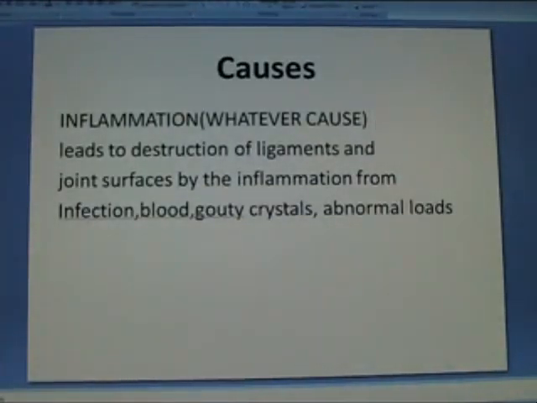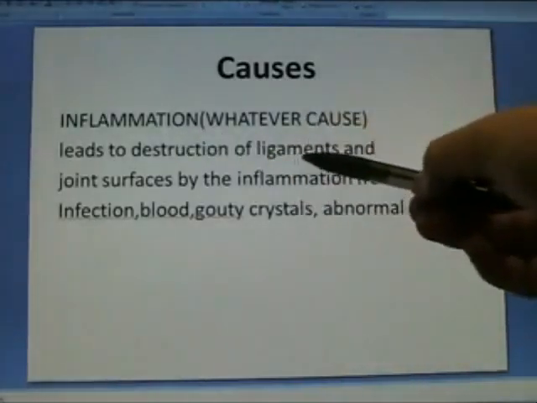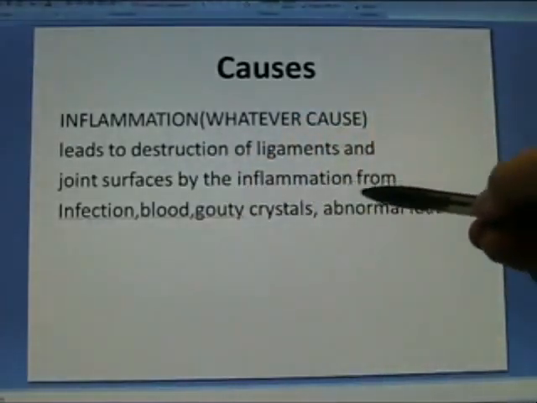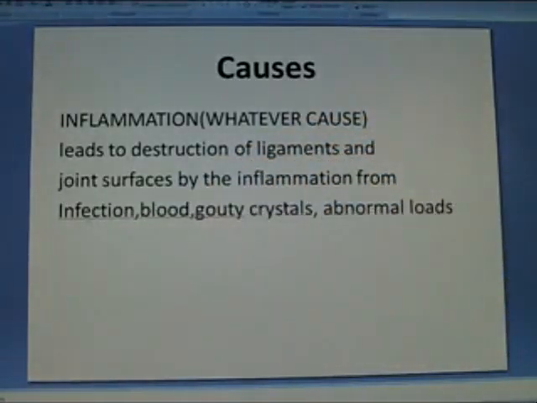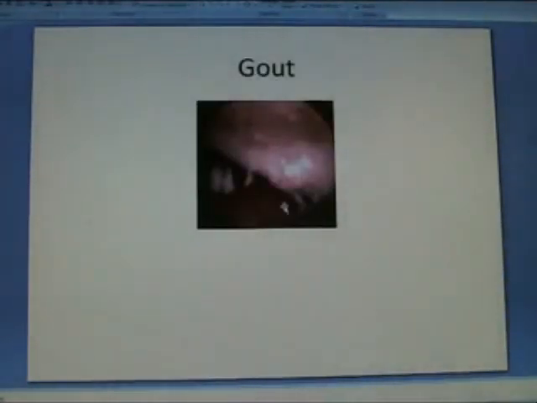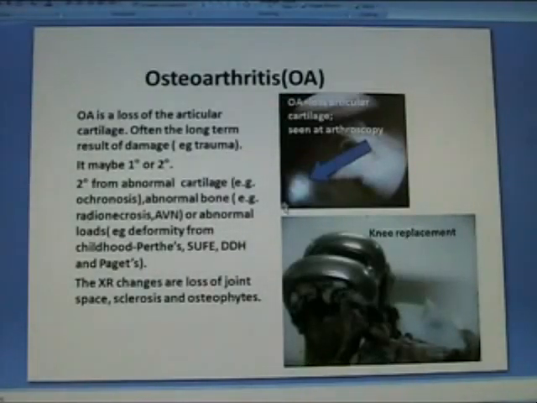So the basic process is, as outlined here, an inflammatory process. Whatever the cause, it leads to destruction of ligaments and joint surfaces by the inflammation. It might be caused by infection, blood, gouty crystals, or abnormal loads. Gout: look at the nice crystals in the joint. The inflammatory process destroys the joint. Also remember pseudo-gout, a similar process but slightly different crystals. Those other 5 types probably all eventually lead to osteoarthritis, although it's a little controversial.